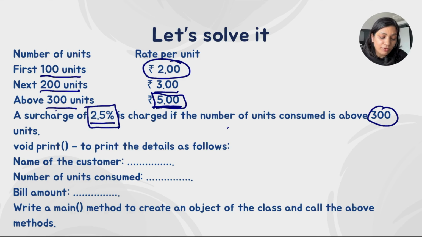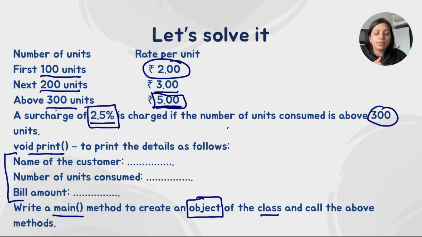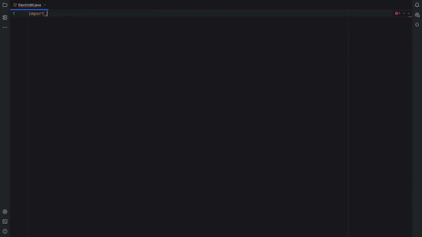In the end, we have to define a print function which will display the information in the following format. And in order to access the member methods defined in the class, we must write a main function which is going to create an object of the class electric bill, and we'll call the methods accept, calculate and print. So let's start coding for this in the IDE. The first statement I'll write here is java.util.Scanner. I'm going to import this package so that I can input values in my program.